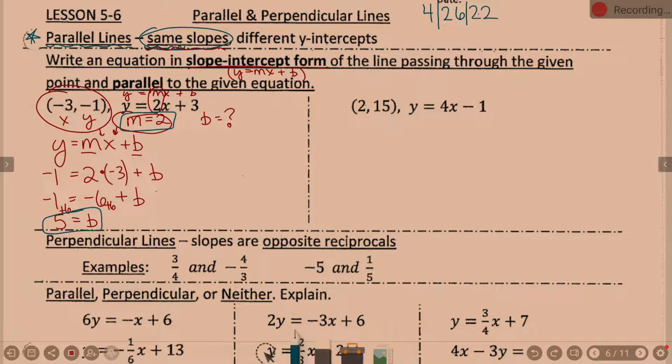M is 2. I'm trying to write this equation as y equals mx plus b. Can you fill them in? Y equals what? 2x plus 5. Y equals 2x plus 5.